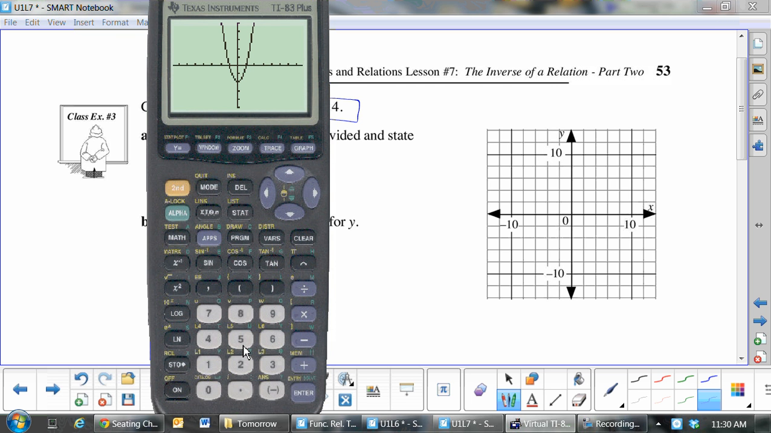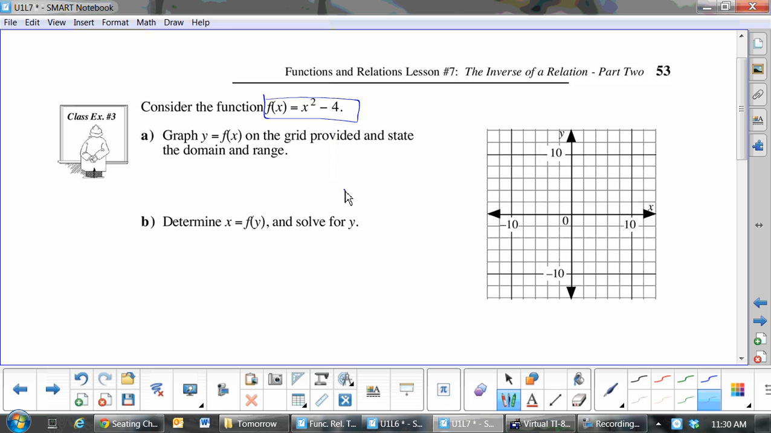Now, first of all, just by looking at this, what is the domain of that? Domain: x is in the reals. Range: we're saying y is greater than or equal to negative 4. Okay? So it says determine the inverse, which is the same thing as f negative 1 of x.